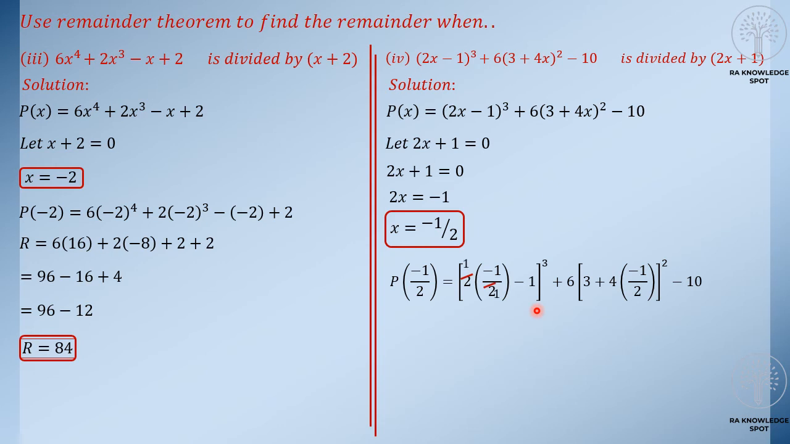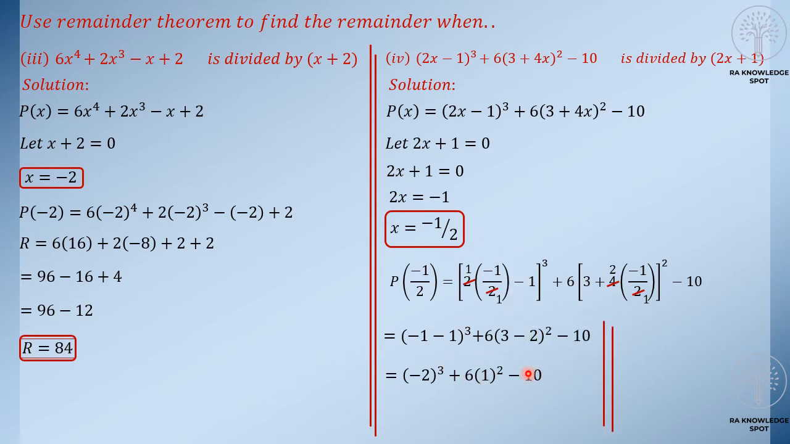Then 2 is going to be cancelled with this 2. 2 is cancelled with 4. 2 ones are 2, 2 twos are 4. Then minus 1, whole power 3 as it is, plus 6 is as it is, 3. This is plus minus minus, 2 ones are 2 and whole power square. And minus 10 is as it is. Now minus 1, minus 2, whole cube, plus 6, 3 minus 2, 1. Then minus 10 is as it is.